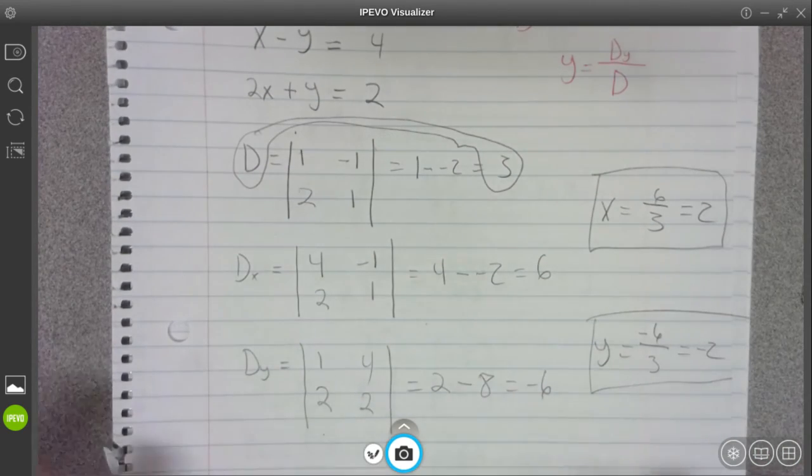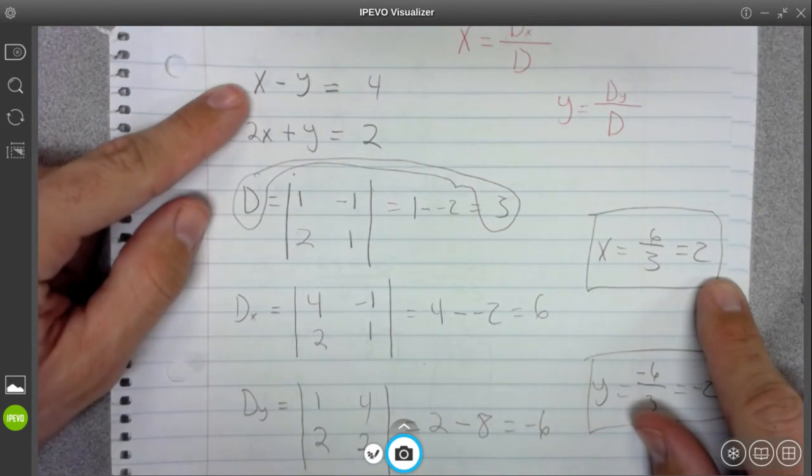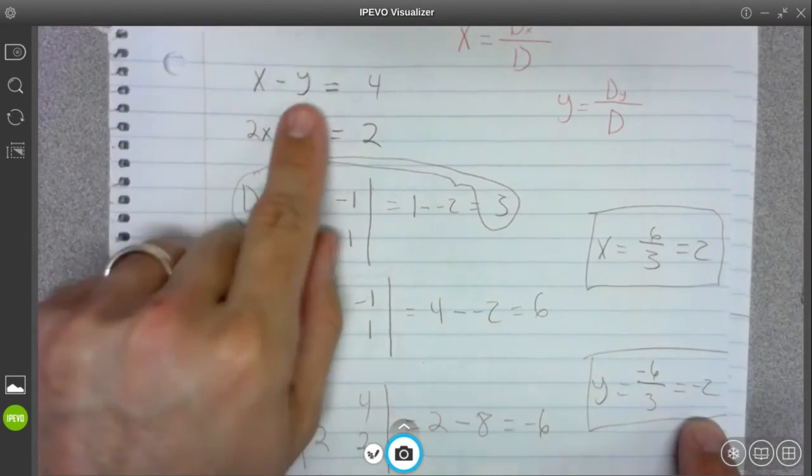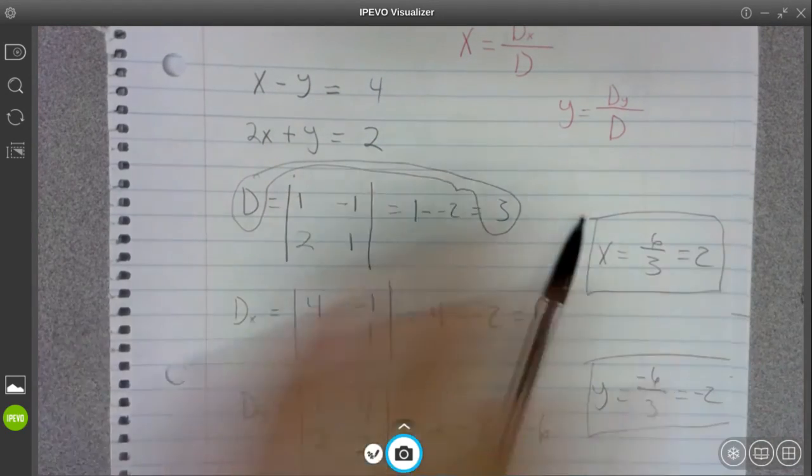If you wanted to check your answer, I suppose you could take that 2 and plug it in for x, and take this negative 2, plug it in for y. Make sure it works on both equations. Yay, good job.